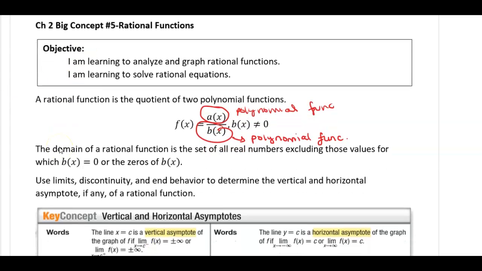So the domain of this rational function is the set of all real numbers, excluding those values in which b of x equals zero, or the zeros of b of x. They mean the same thing. So we're going to use the limits, our knowledge of discontinuity, and end behavior to determine the vertical and horizontal asymptotes, if any, of a rational function.